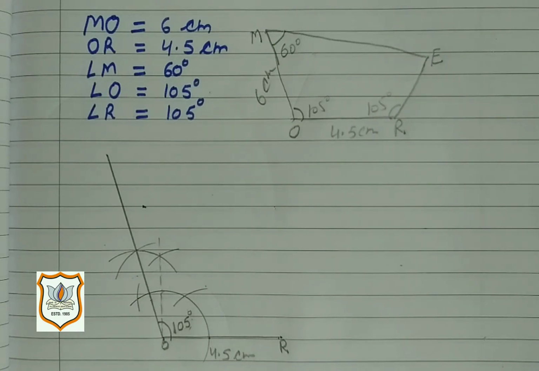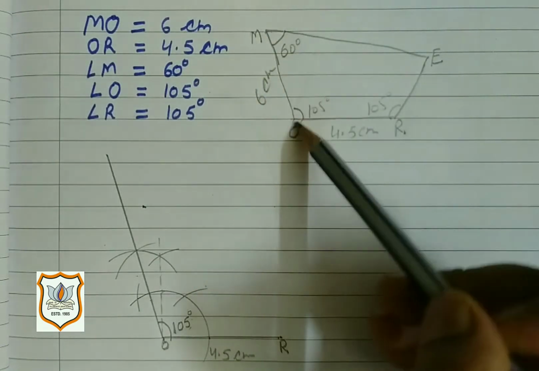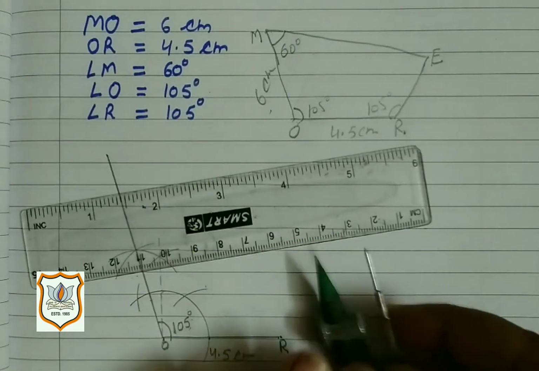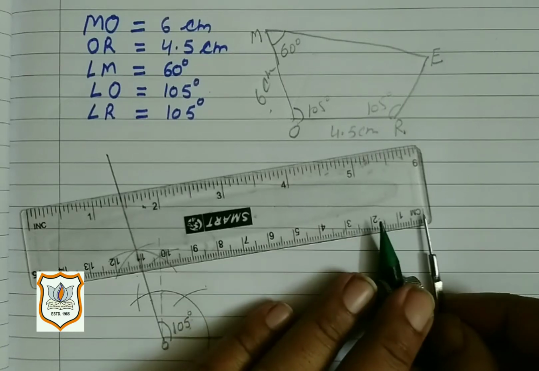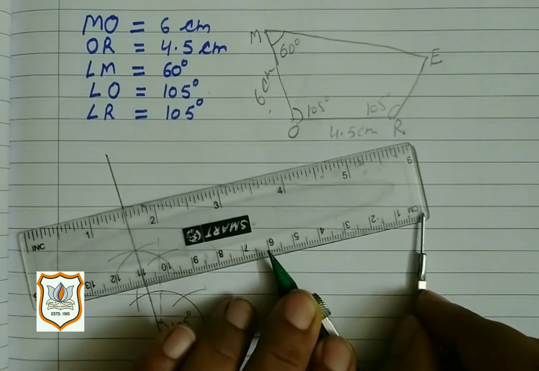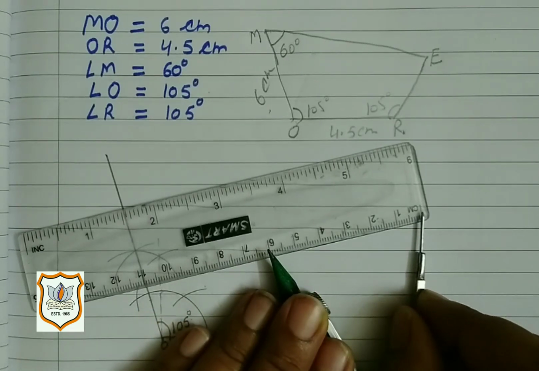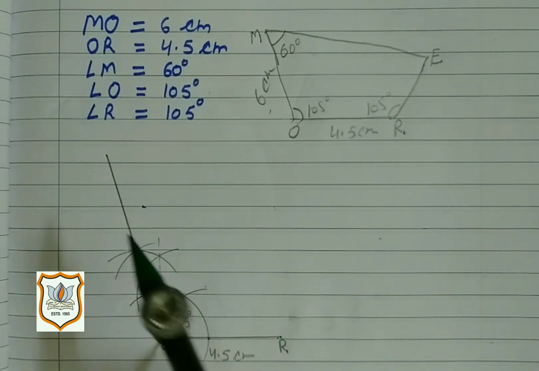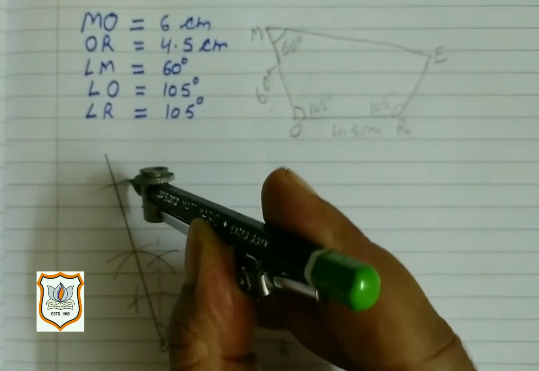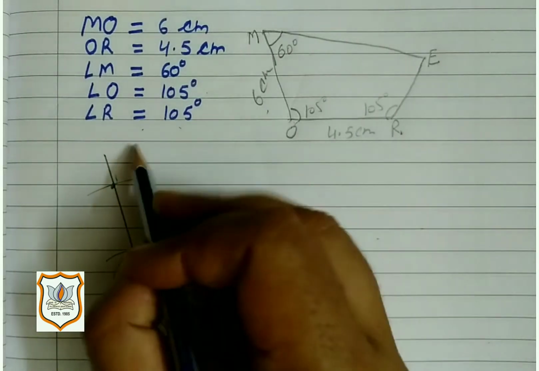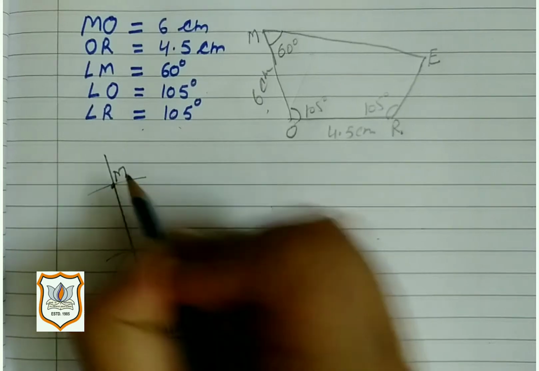Now we will take 6 centimeters. You can see in the rough sketch MO is 6 centimeters. So we will take 6 centimeter radius in the compass. You can see here, this is 6 centimeters, and take O as a center and cut the line of the 105 degree angle. This is point M. So we write here M.